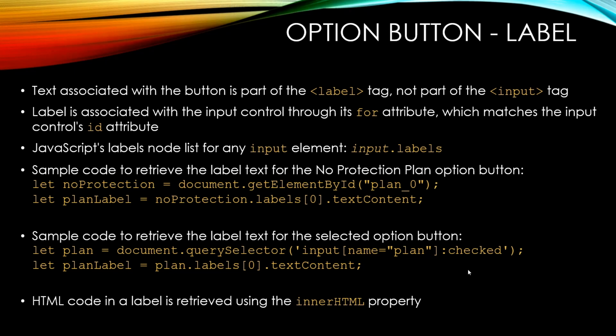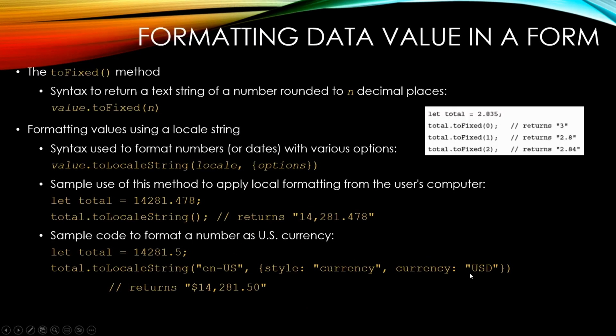The HTML code in a label, we retrieve it by using that inner HTML property. We've used that before to set some values that we're displaying. If we want to format that data in a form, we do have something called toFixed, and in order to use it, we have to send it the number of decimal places we want. So whatever that value is, dot toFixed, and then we send it how many decimal places. So if we're using money or currency in the United States, we need 2 decimal places.